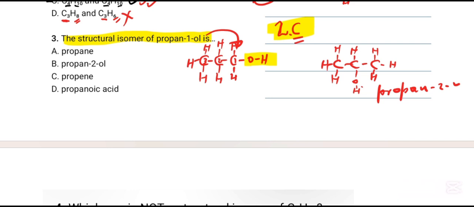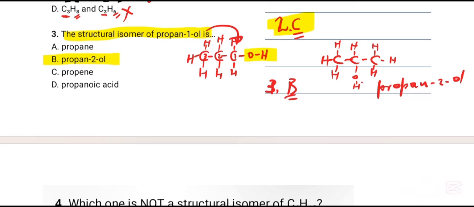Therefore we have propan-2-ol. So we call this a positional isomer, which means the correct answer for number 3 is B. B is the correct answer here. That is B, propan-2-ol.